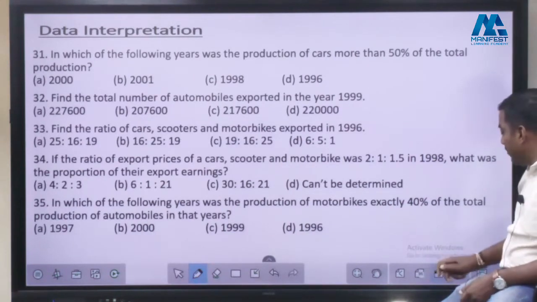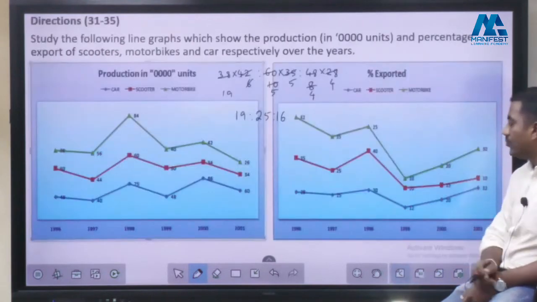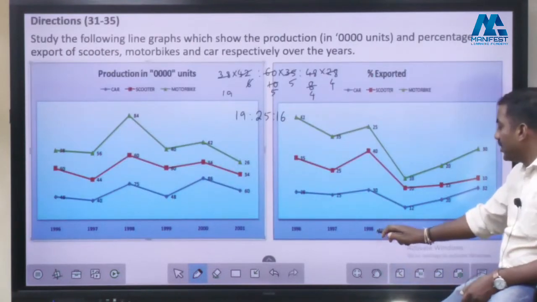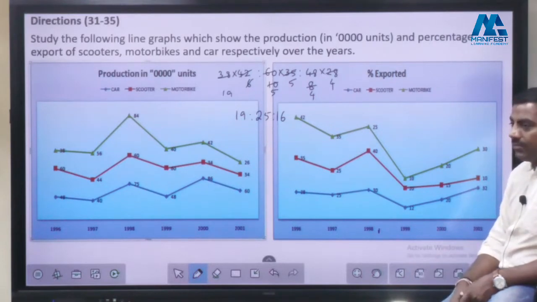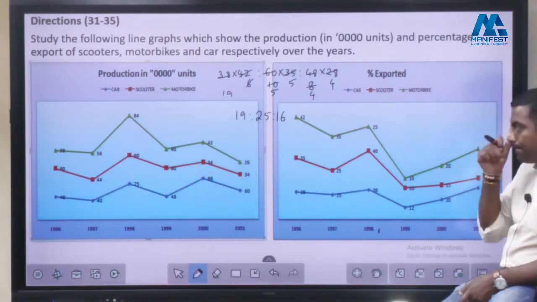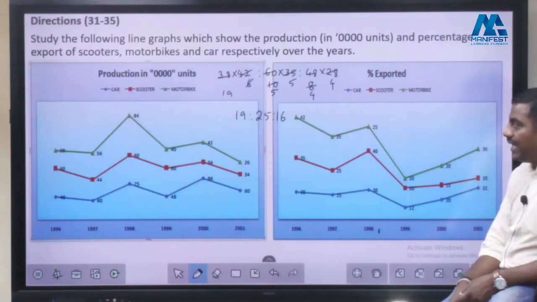Look at 1998. Similar thing, you have to calculate the number of exported units into price. So there what we do for 1998, these motorbikes are how many? 84, right? Yes or no? 84, that is 8,40,000. Again, don't count the zeros here. Don't count the zeros. Later we can adjust it.